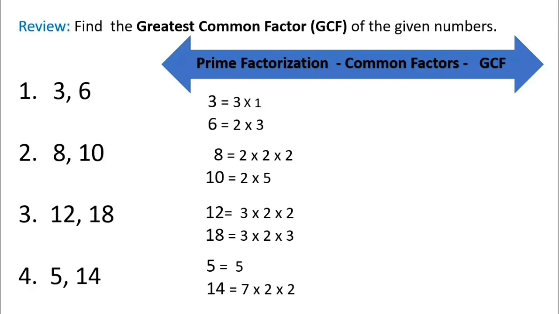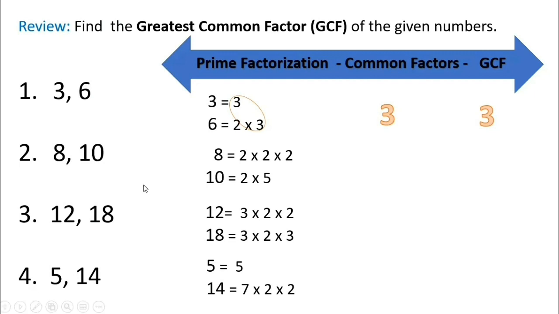So for number 1, we have 3 and 6. So, ang prime factorization ni 3 ay 3 times 1. So, pwede na natin hindi isama si 1. And then, si 6 naman, ang prime factorization niya ay 2 and 3. Next step, we're going to find their common factors. So, alin dito yung common sa kanilang dalawa? Nakikita mo na ba? Tama. Number 3. So, isulat lang natin yung number 3. And then, 3 na rin yung magiging GCF niya.